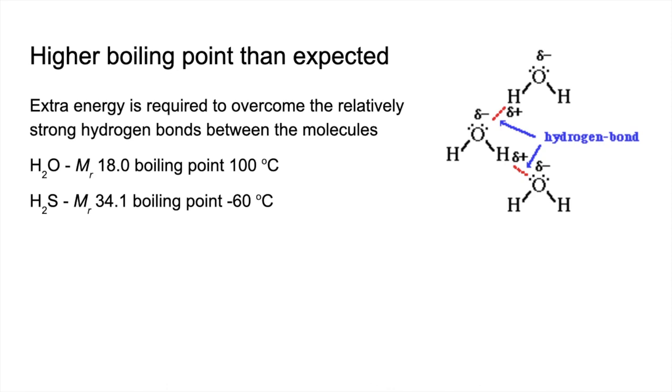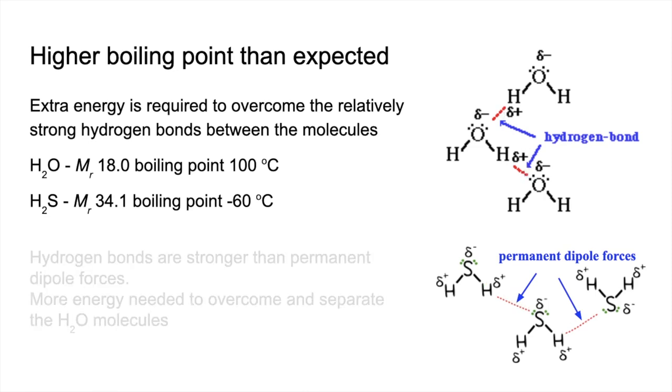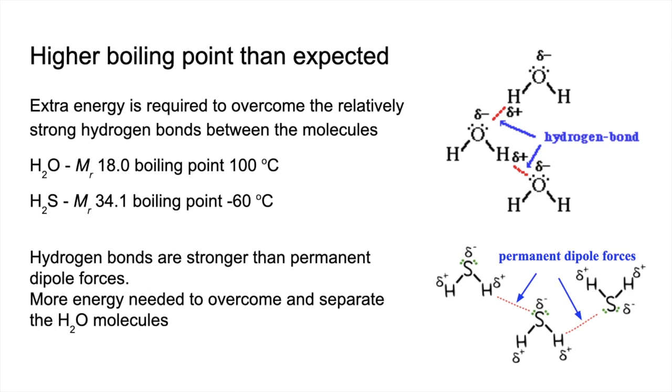Now, you would expect that a heavier molecule would require more energy to boil than a lighter one, but it's not the case. So if we look at the bonding diagram for hydrogen sulfide, virtually identical diagram, but because this is a sulfur now, then this is not a hydrogen bond. This is a permanent dipole force. And these are relatively weaker than the hydrogen bond. So less energy would be needed to overcome the force between these molecules compared to the hydrogen bonds that are attracting the water molecules. So hydrogen bonds are stronger than permanent dipole forces, so more energy is needed to overcome and separate the H2O molecules.